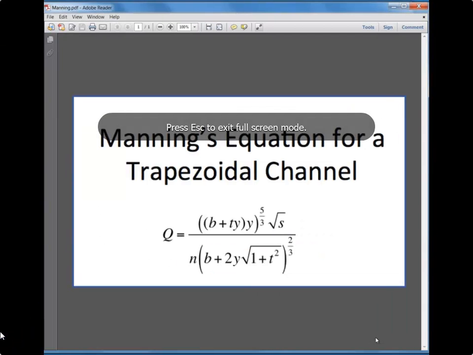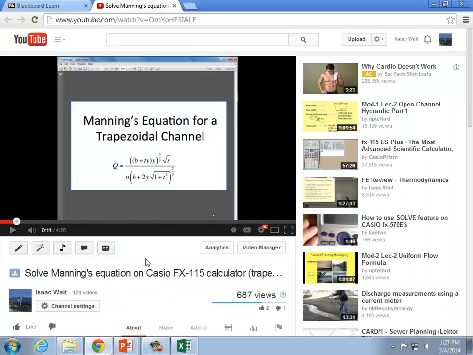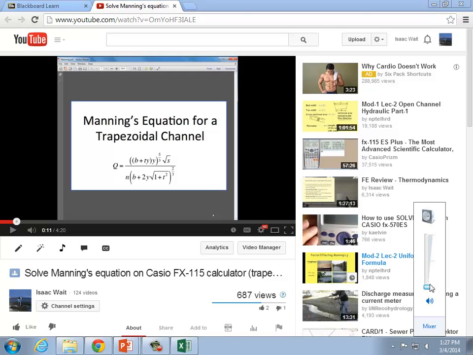a trapezoidal channel. The equation is given to me by Dr. That wasn't so bad.